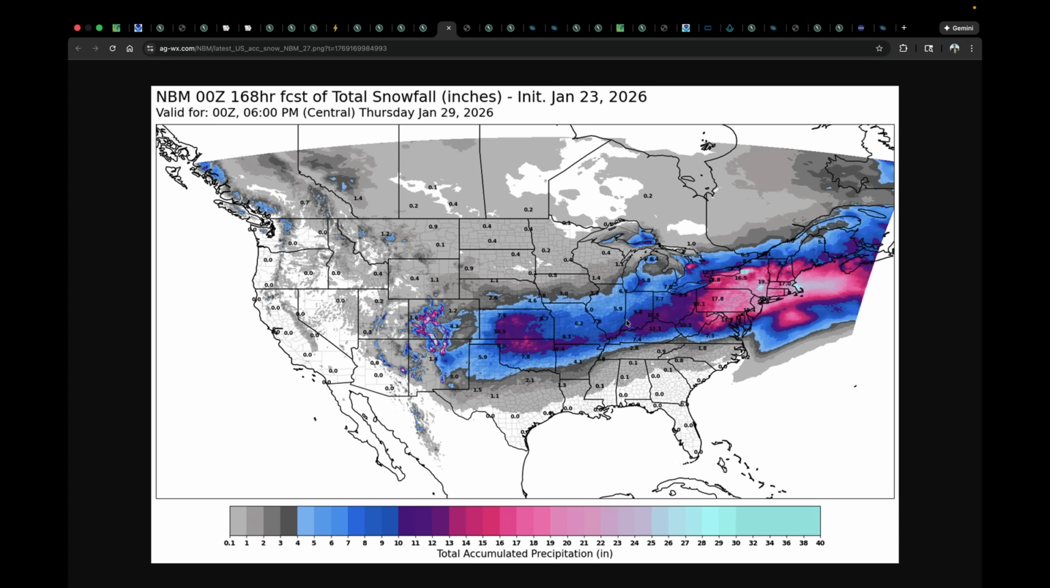We watch for it and we talk about it. But I do want to point out that the model that tries to blend all this together and assess what all the models are saying is the blended NBM, and it is extremely aggressive on a massive snowstorm in the Northeast. And you're going to just have to understand we need to put some big question marks on this.